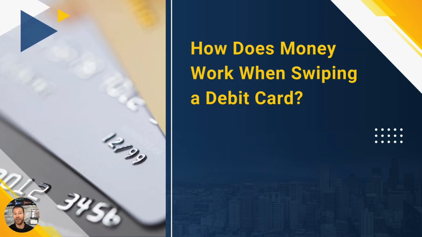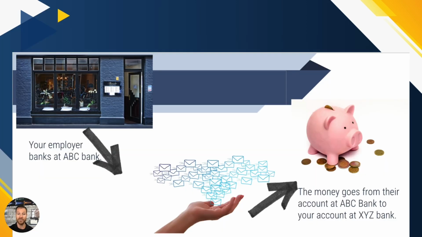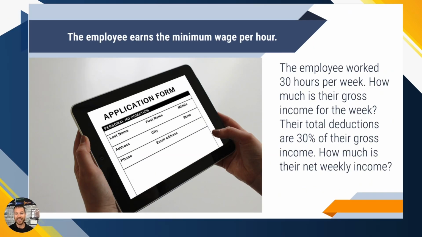Here we go. How does money work when swiping a debit card? Well, the first thing we need to do is we start with a student that works at a local business. We are going to say that they worked 30 hours per week. How much is their gross income for the week? Their total deductions are 30% of their gross income. How much is their net weekly income? Well, that depends on what their minimum wage is.